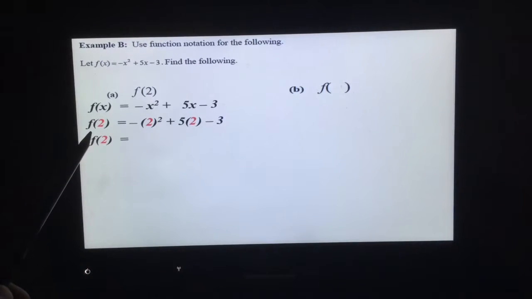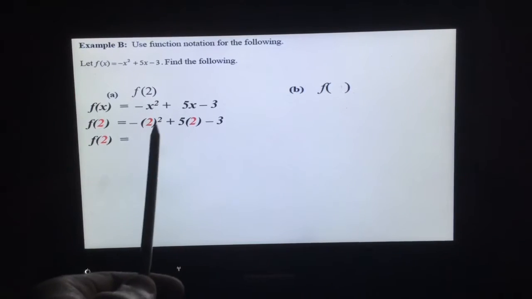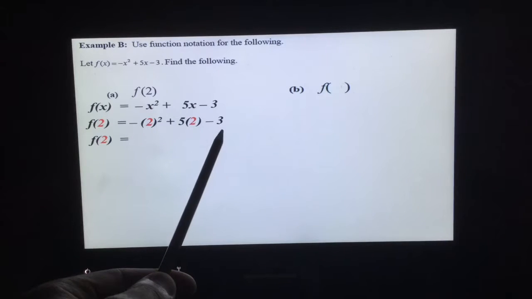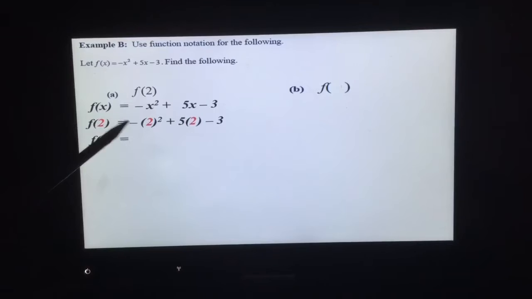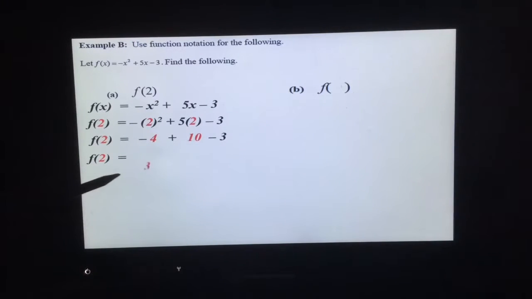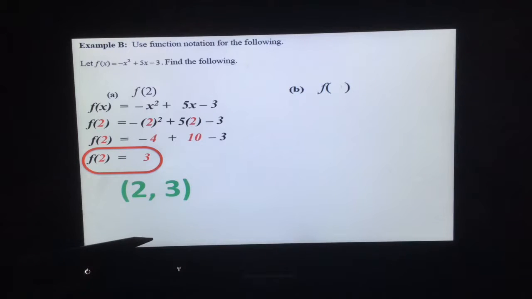Now again, this is just going to come down, and that's always going to come down till we get to our answer. Over here, you can actually plug this whole thing in your calculator. Now what you would be plugging in would be negative parentheses 2 parentheses squared plus 5 parentheses 2 parentheses minus 3. Alright, now if you want to do it in your head, you can kind of break this down over here. This negative 2 squared is really negative 4. 5 times 2 is 10, so we get negative 4 plus 10 minus 3. Combine all these together, and you end up getting f of 2 equals 3. Now again, the input is 2. That's what they told me they wanted. The output, which I found for them, is the 3. So the ordered pair that would coincide with this would be the point (2, 3).